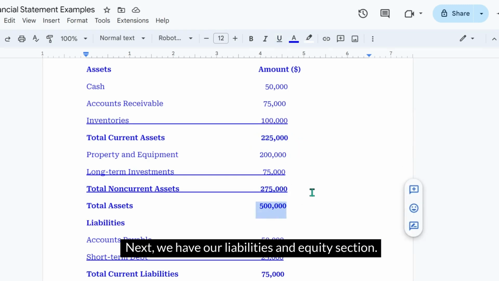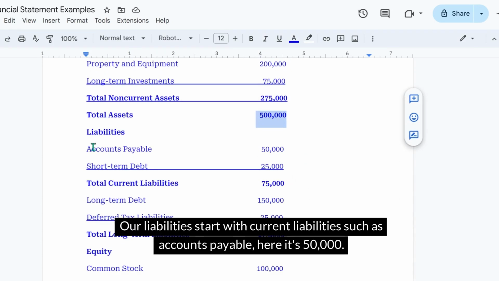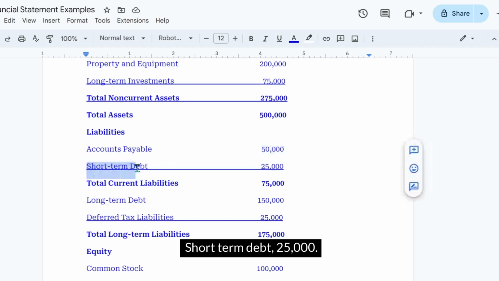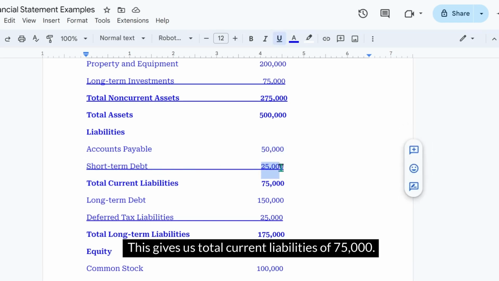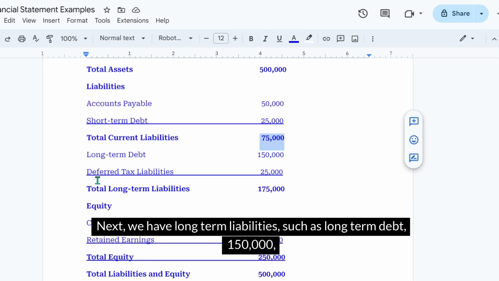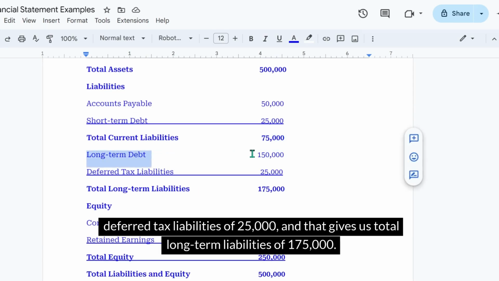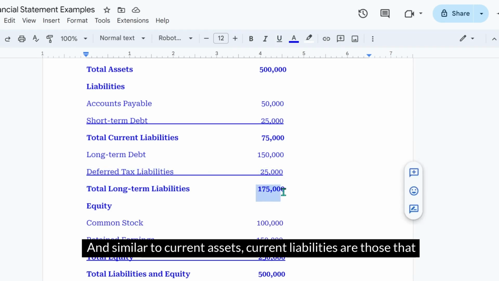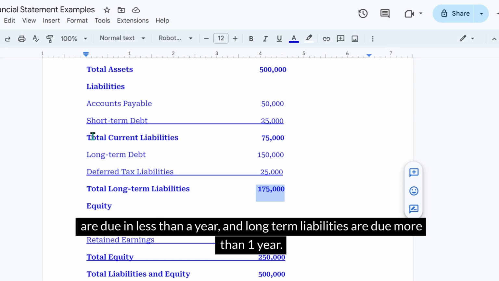Next, we have our liabilities and equity section. Our liabilities start with current liabilities such as accounts payable, here it's 50,000. Short-term debt, 25,000. This gives us total current liabilities of 75,000. Next, we have long-term liabilities, such as long-term debt, 150,000, deferred tax liabilities of 25,000, and that gives us total long-term liabilities of 175,000. And similar to current assets, current liabilities are those that are due in less than a year, and long-term liabilities are due more than 1 year.